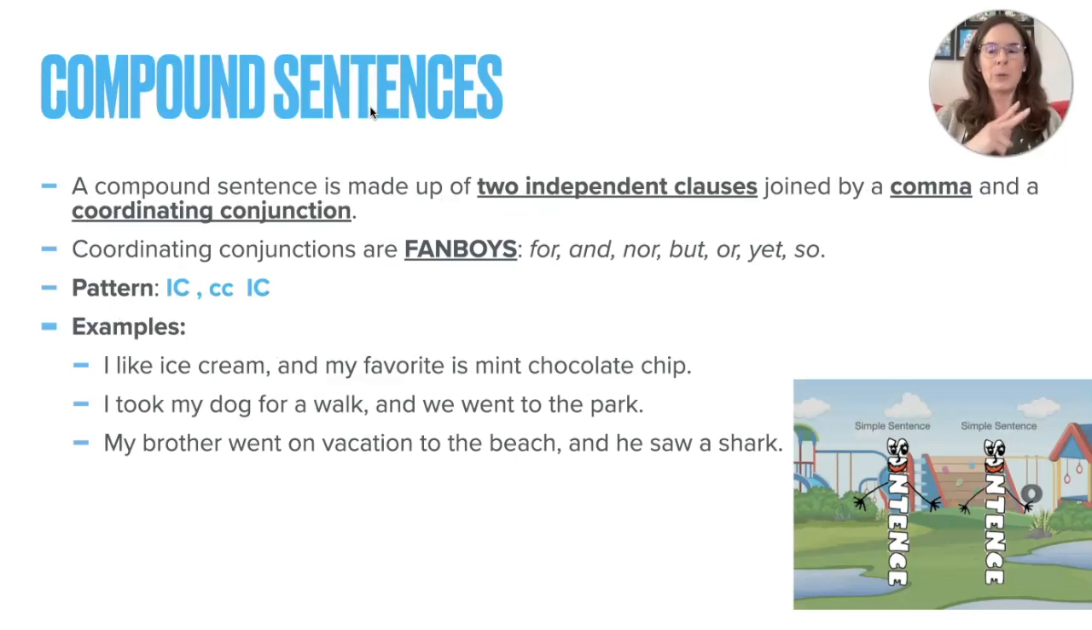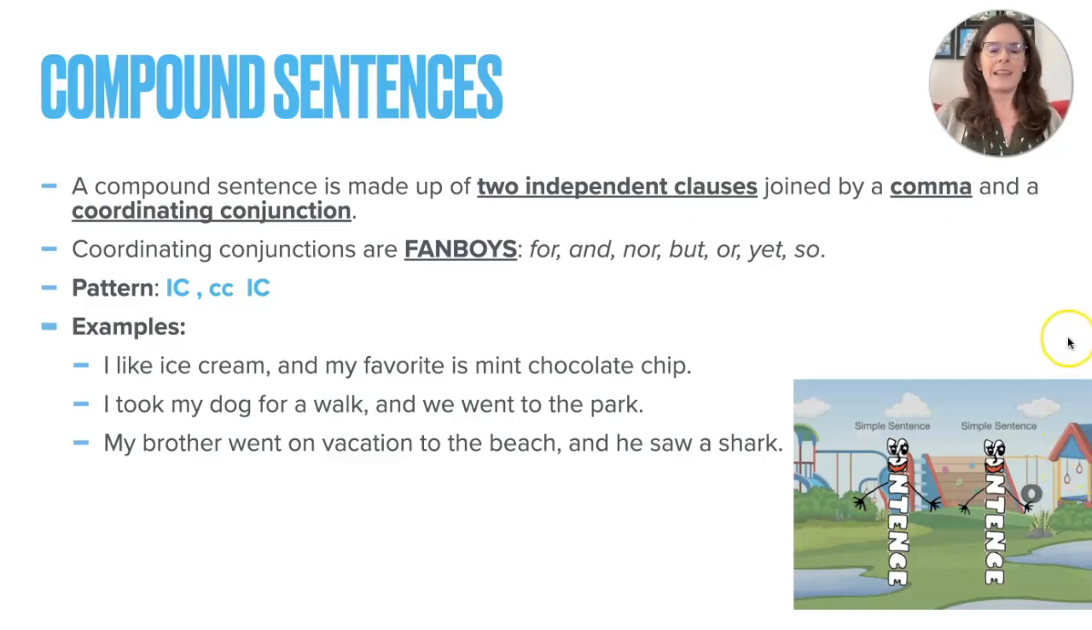When you put two simple sentences together, you come up with a compound sentence. A compound sentence is made up of two independent clauses joined by a comma and a coordinating conjunction. The coordinating conjunctions are fanboys: for, and, nor, but, or, yet, and so. The pattern you can see is independent clause, comma, coordinating conjunction, and another independent clause.